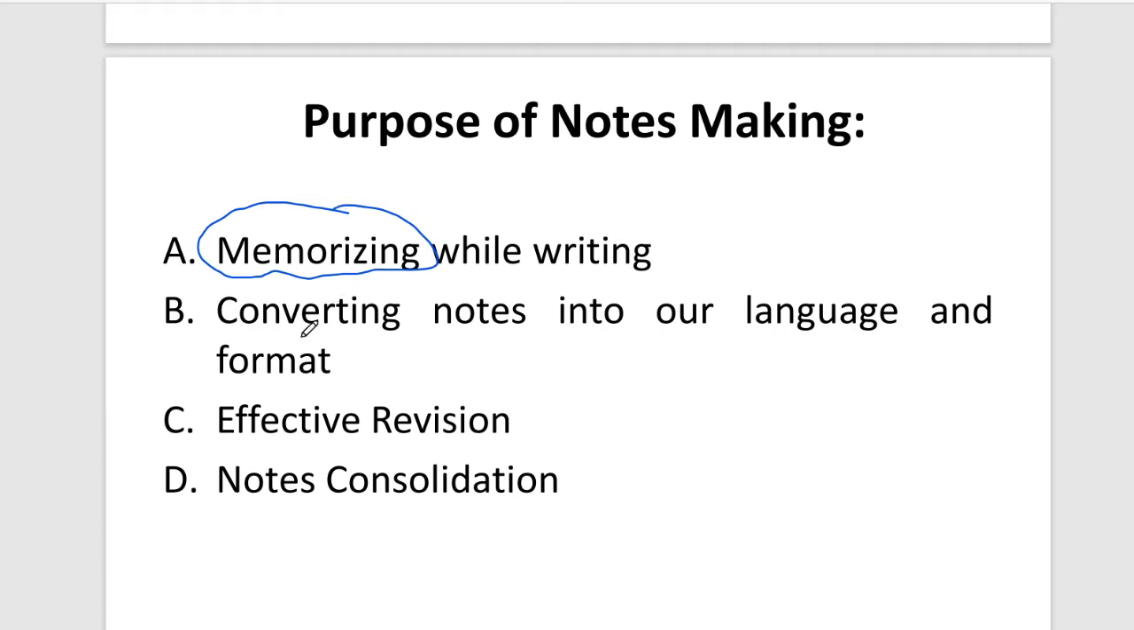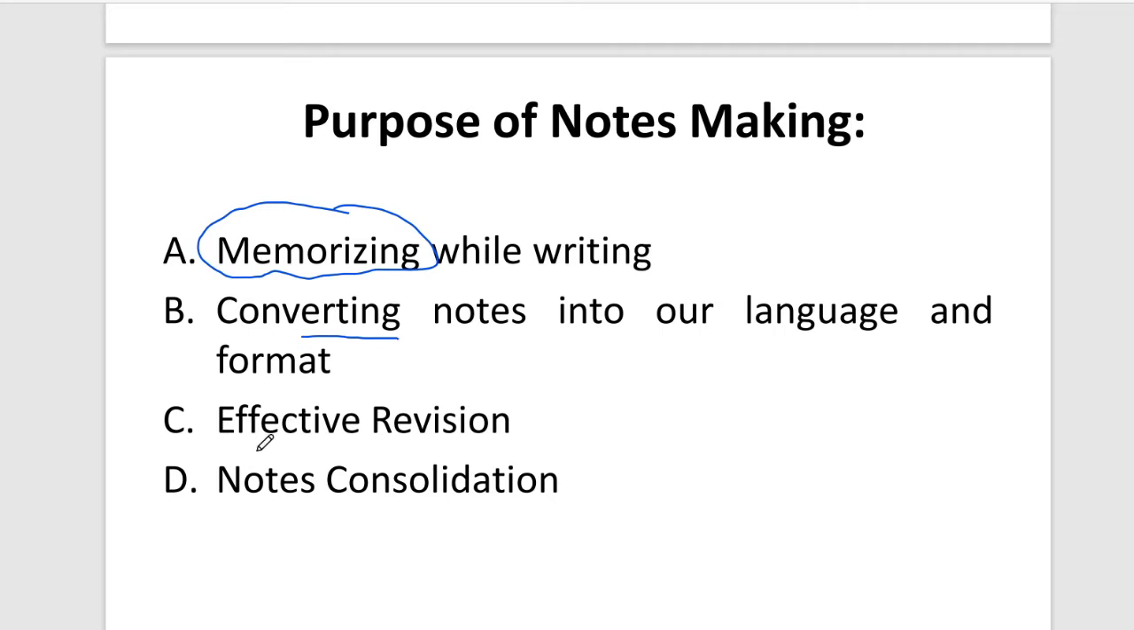The second purpose of notes making is to convert the entire material into your own language and your own format. What is the meaning of this point? Say, for example, you are reading a book, and that book has a particular language and particular terms. But when you convert that entire chapter, that entire topic, into a language which you can understand, in your own format and your own style, then that serves the purpose of notes making.